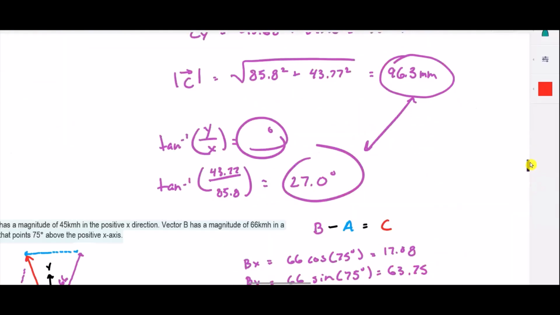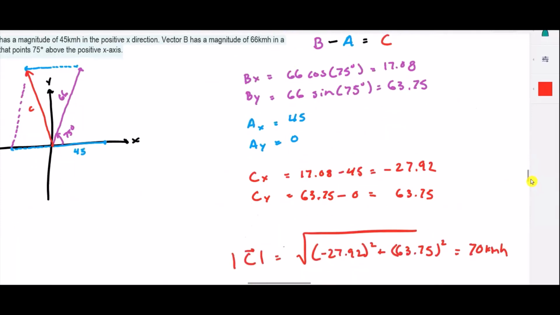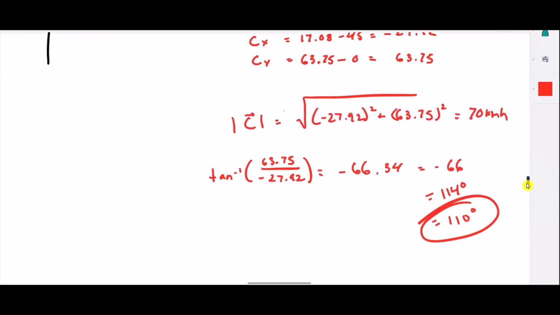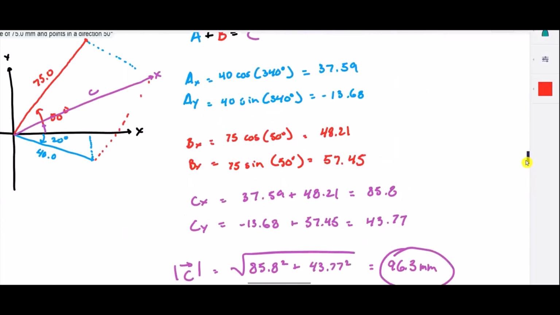So whether you are adding or subtracting vectors, I personally find it easiest or best if I visualize it, find the components, use the components to either add or subtract to find the resultant, and then use those components to find both the magnitude and the direction using these steps. That's my personal preferred method.